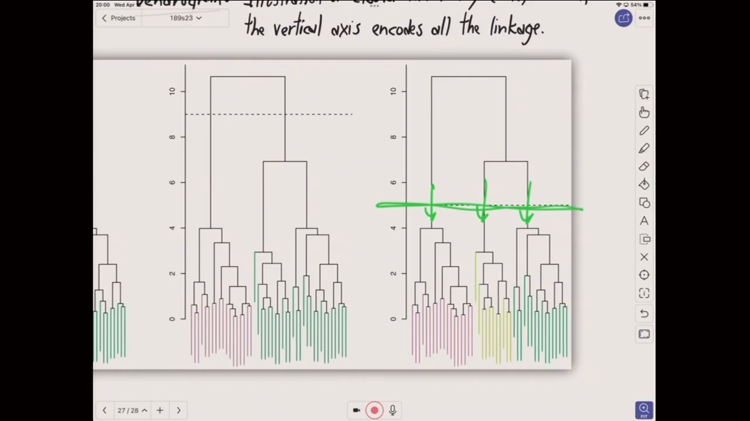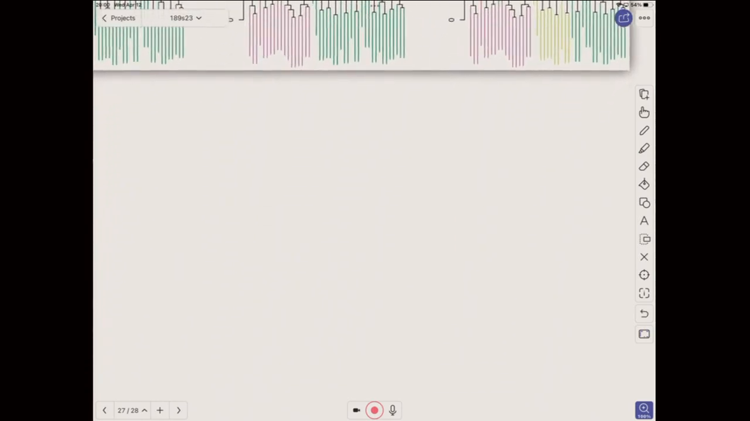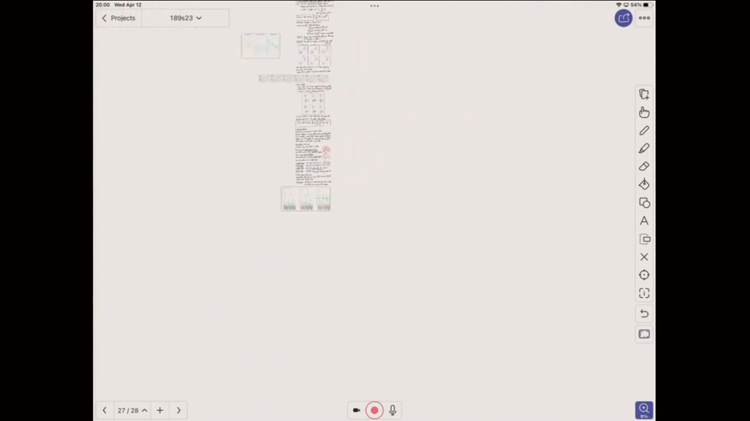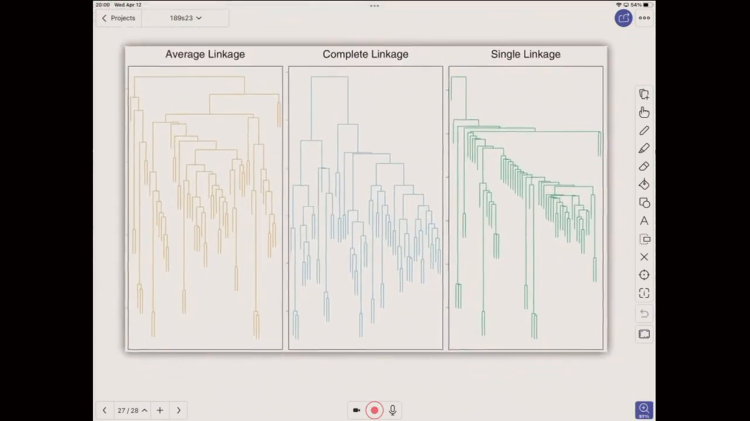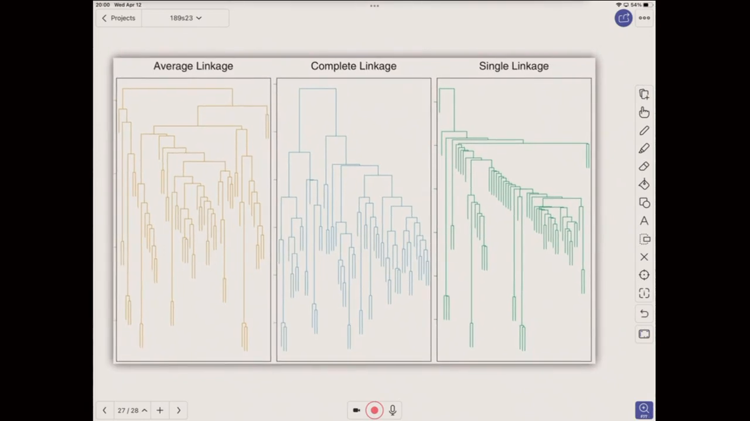So one more time, the horizontal axis of the dendrogram has no meaning. I could swap any pair of clusters and it's the same dendrogram. Only the vertical axis has a numerical meaning. So now that we've seen what a dendrogram is and what it looks like, let's look at 3 different linkages and what kinds of dendrograms they give us for the same data set.